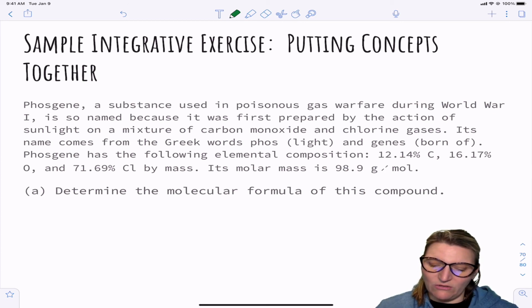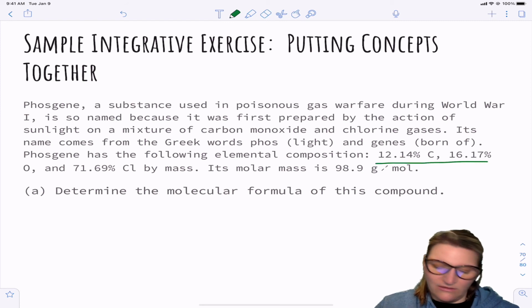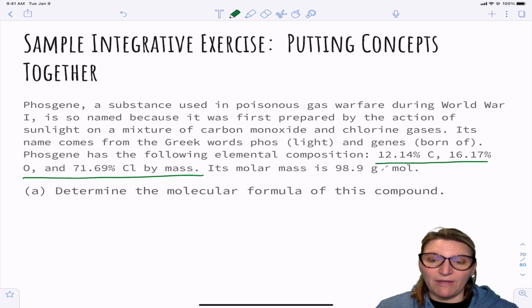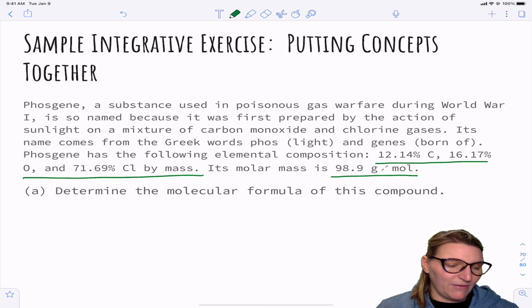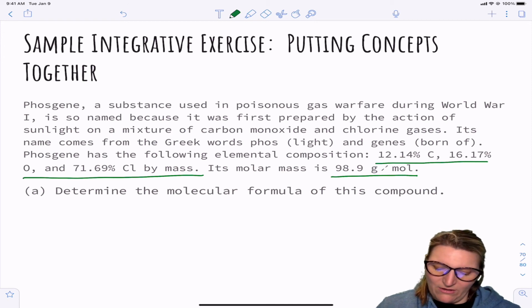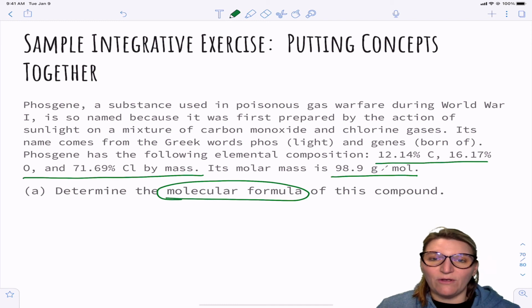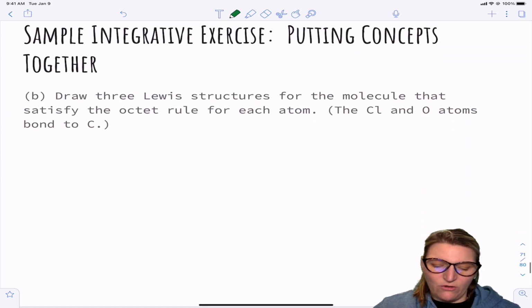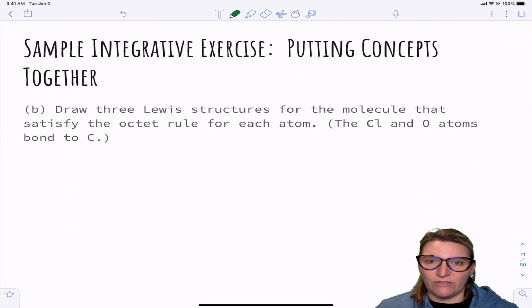Phosgene has the following elemental composition, right? This is the percent by mass, and then here's its molar mass. So what that means is that in order to find the molecular formula, you have to do that empirical formula to molecular formula. Convert from percents, assume 100-gram sample, convert to moles, divide by the lowest number of moles. The answer for this is COCl2.